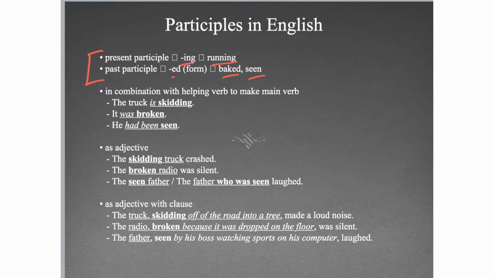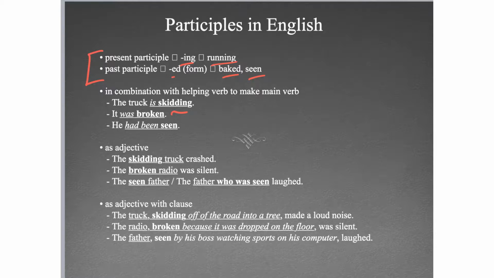So English uses participles in 3 ways, or maybe 2.5 ways, 2 with a subdivision of 2. First, in combination with a helping verb to make a main verb. All right. So the truck is skidding. So skidding is technically a participle. It is part of that main verb is skidding. You'll note that the truck is skidding is a full sentence. It was broken. All right. Broken, same thing. Used in conjunction with that was to make a main verb. He had been seen. Same thing. Had been are 2 helping verbs kind of used as one unit. Seen as the participle that makes it that main verb.